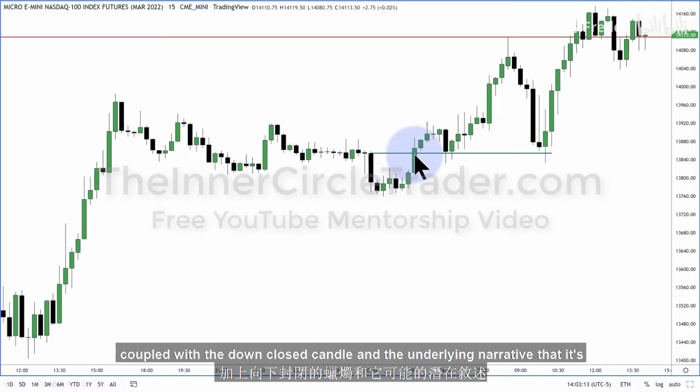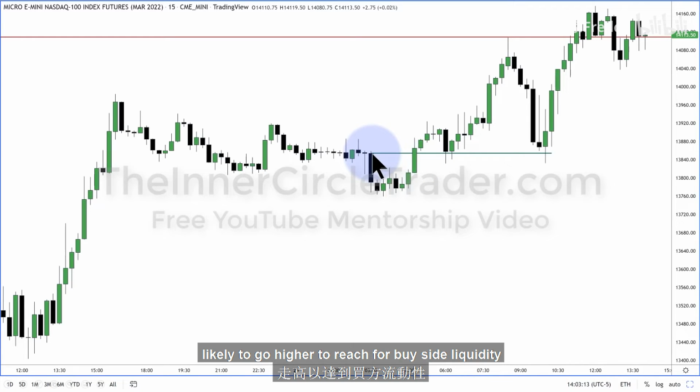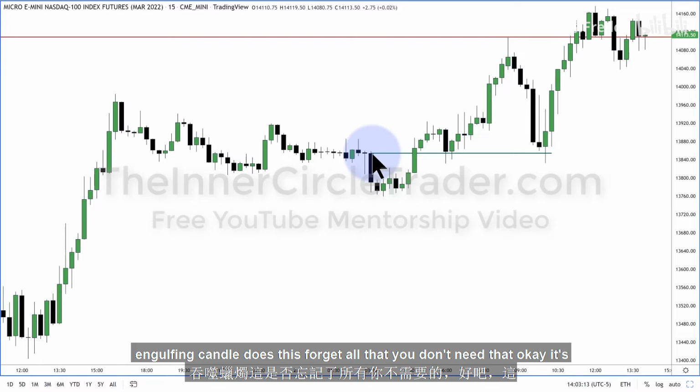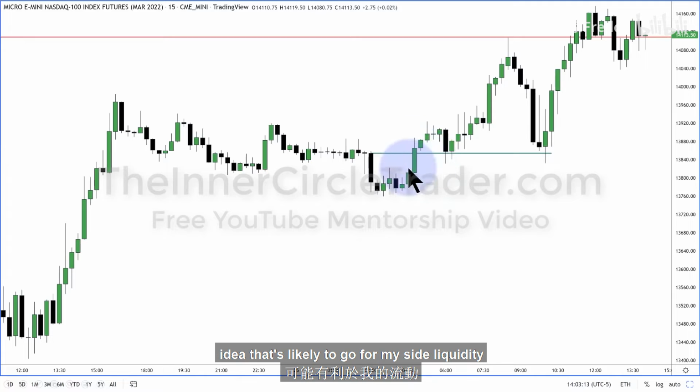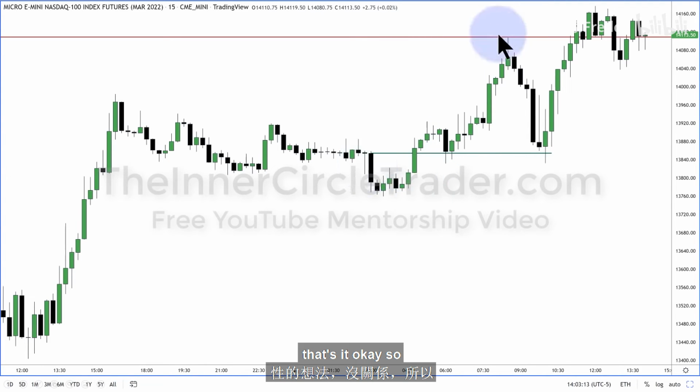It must have the imbalance coupled with the down close candle and the underlying narrative that it's likely to go higher to reach for buy side liquidity. Period. Okay, that's it. There is no engulfing candle does this. Forget all that. You don't need that. Okay, it's the gap plus the down close candle plus the idea that it's likely to go up for buy side liquidity.